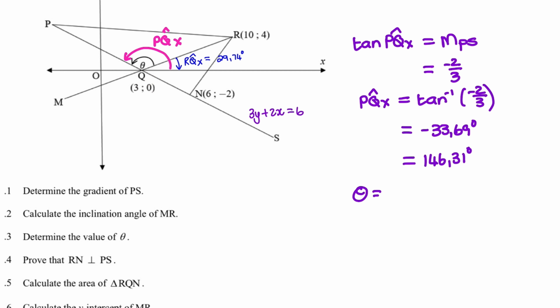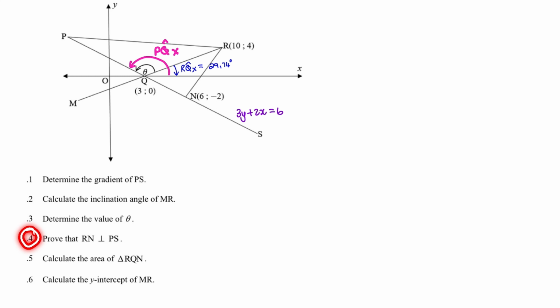So in order to calculate theta, we say 146.31, and we subtract the angle which we already calculated. So that is 29.74 degrees, and that simplifies to 116.57 degrees.